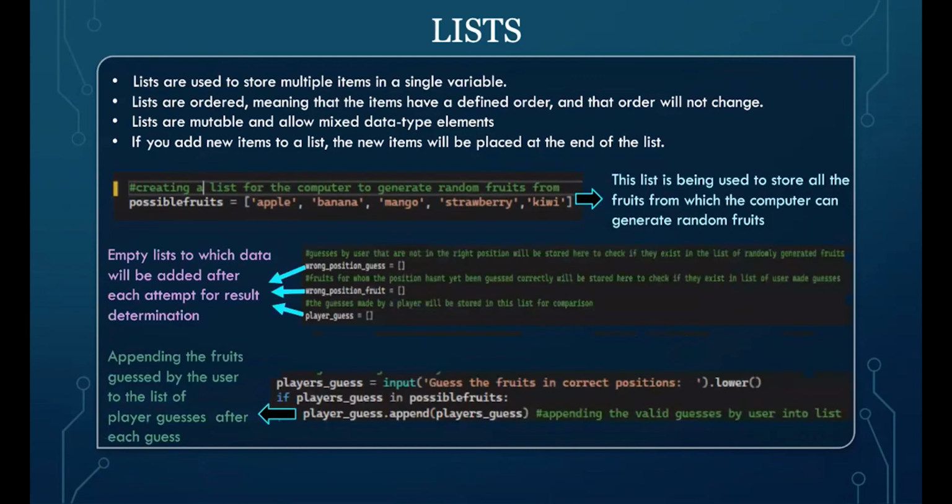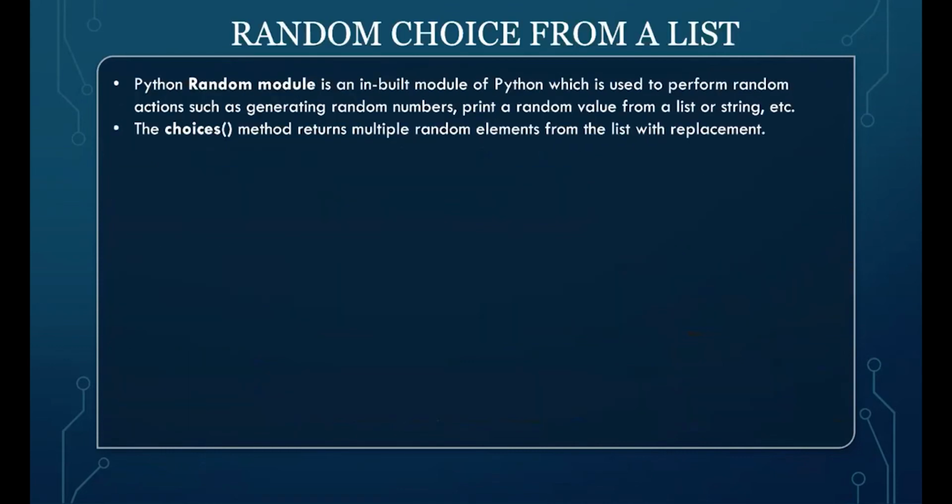I have also used the mutability of lists by using empty lists such as player_guess, which will be appended later on in the code once the user starts making guesses. And since items in a list have a defined order, this enables my program to compare the user guesses to lists of randomly generated fruits accurately. Next is random choice from a list.